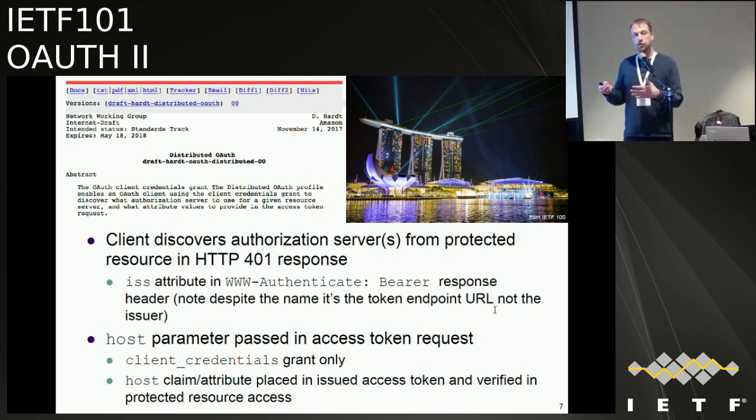And because this is the resource server telling the client where to go get the access token, it opens up a security issue of phishing and pointing to malicious servers, or polling for access tokens from legitimate servers so they can be used against other resources. To prevent that, this host parameter was introduced in this draft to serve a similar purpose to the resource parameter. The host parameter is passed in the access token request and then basically becomes a host claim or attribute placed in the access token, which would then be verified by the protected resource to ensure that it was in fact the original requester and target of the access token request. And I think very notably, this draft constrains all this to only use with the client credentials grant.